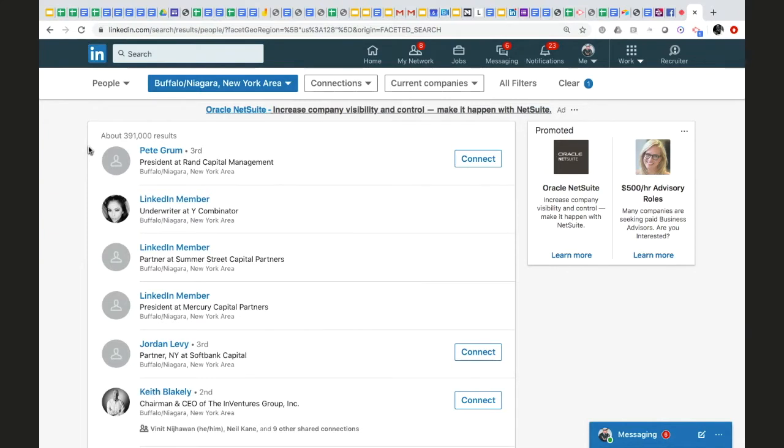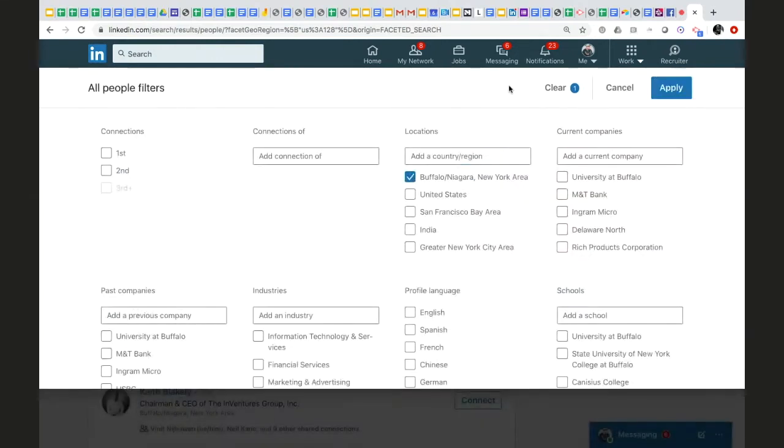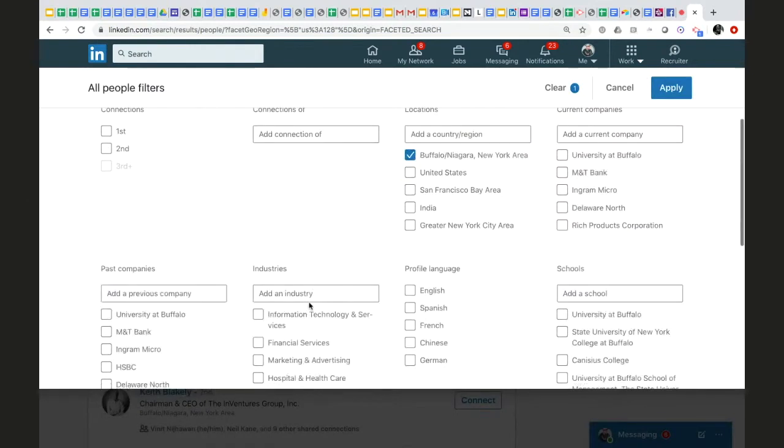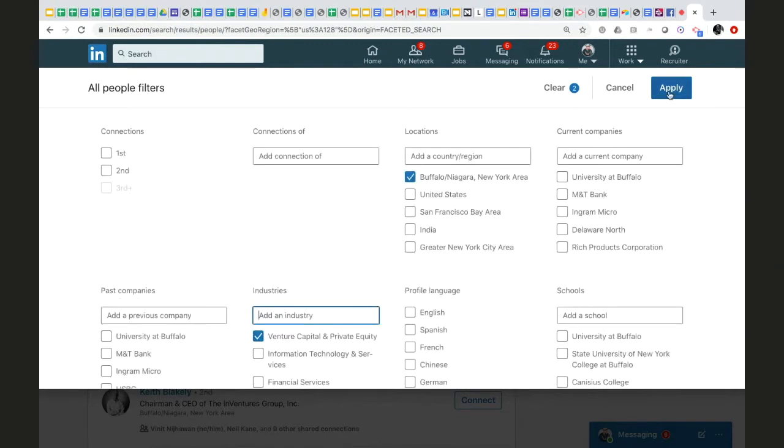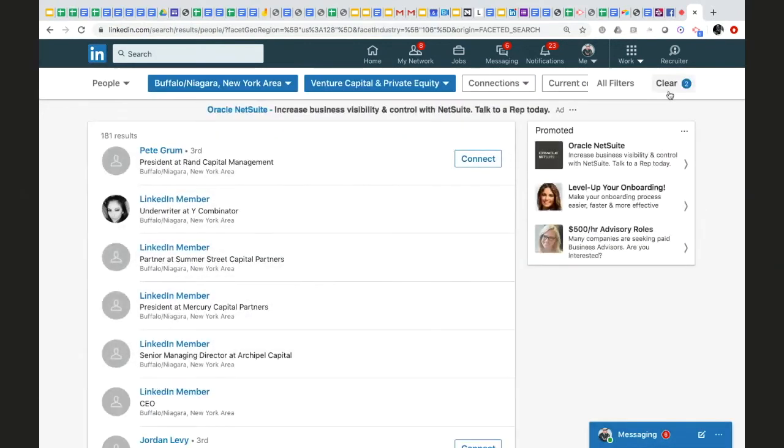An interesting way that you could use this information is to start to parse this out by their selectivity of industry. So if I come over here into the filters, I can look at all the industries that are related. One that's near and dear to my heart, I'd be interested in seeing anybody who's associated with venture capital. And if I hit apply, I now have the 181,000 people that are related to venture capital that live in the Buffalo region, and I can see how I relate to each one of those people.